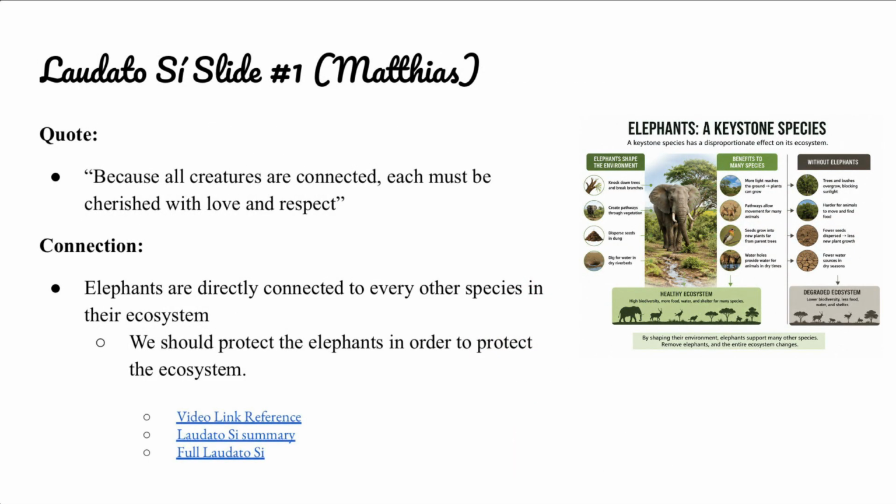The quote, "Because all creatures are connected, each must be cherished with love and respect," reflects the important role elephants play in nature. Elephants are connected to many other species in their ecosystems by spreading seeds, creating water sources, and shaping habitats. Because so many organisms depend on them, protecting elephants can also help protect the entire ecosystem.